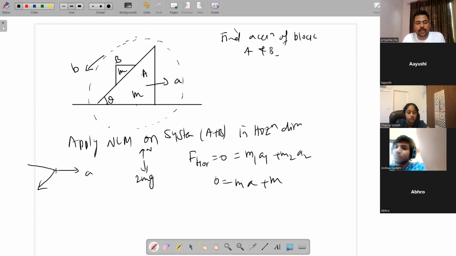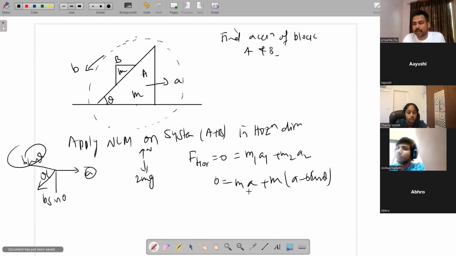So B will have two components, this and this. This angle is theta: B cos theta and B sin theta. So the net acceleration will be A minus B cos theta. So A minus B cos theta. Guys, all right now? I hope I'm clear to everyone. So m gone, so 2A is B cos theta.